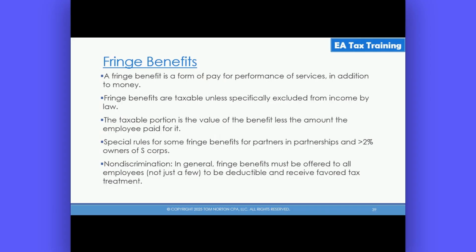fringe benefit. There are special rules for some fringe benefits for partners and partnerships and greater than 2% owners of S corporations. We will talk about those in those specific videos. And also, there is a general rule of non-discrimination. So fringe benefits have to be offered to everybody. So if you're going to deduct them, they have to be offered to all employees, not just to the owners who work in the business, or not just to the upper level C-suite type of employees. So if you want to have a deductible fringe benefit, it cannot discriminate against certain employees.